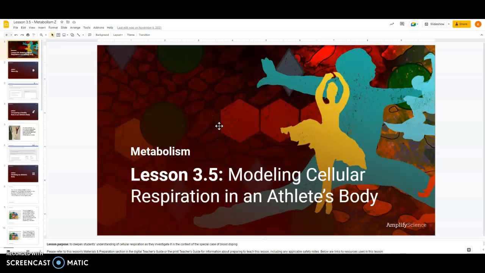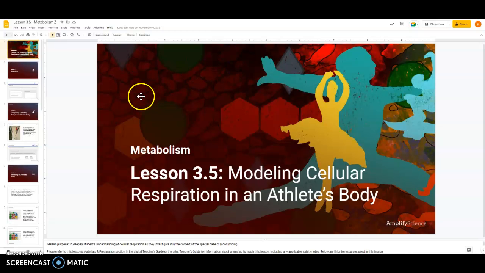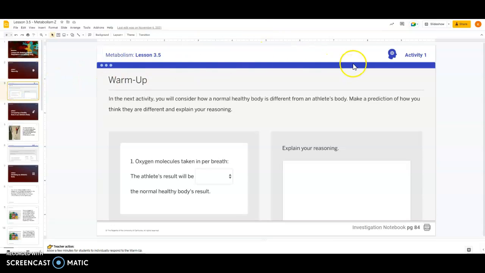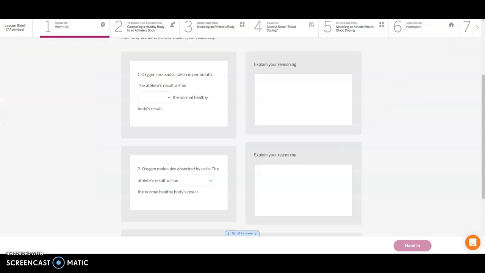All right, you guys, welcome back to Metabolism on Lesson 3.5, Modeling Cellular Respiration in an Athlete's Body. We're going to start out with our warm-up, and in our warm-up, we are going to be answering some questions, because in the next part of the activities, you will be considering how a normal, healthy body is different from an athlete's body. So you're going to make some predictions, and I'm going to jump over to Amplify.